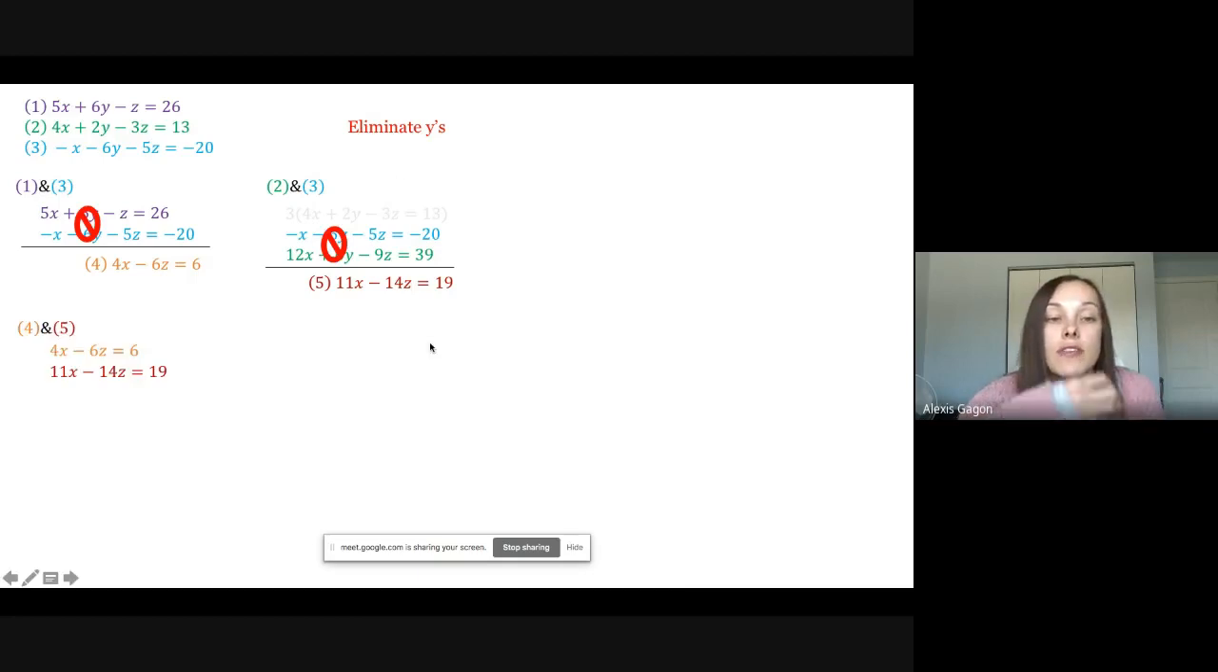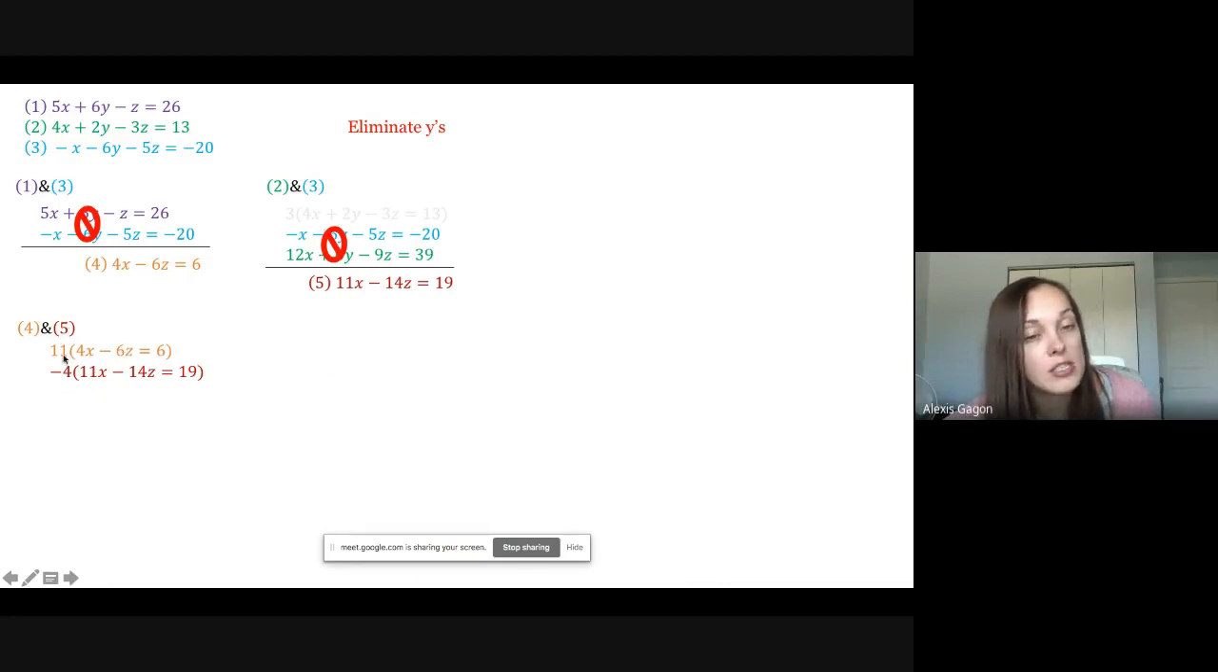So we're going to put 4 and 5 together. And we have 4x minus 6z equals 6. And 11x minus 14z equals 19. Now, neither one of these are necessarily easy to eliminate. So I'm going to eliminate the x's here. Okay, and I'm going to multiply this top equation by 11. And I'm going to multiply the bottom equation by negative 4.